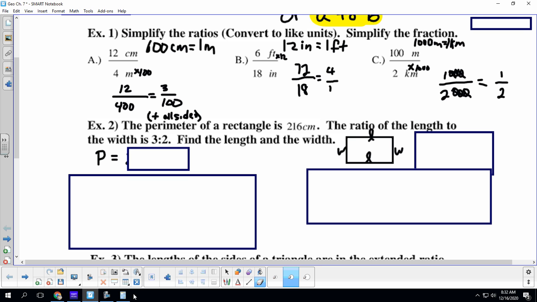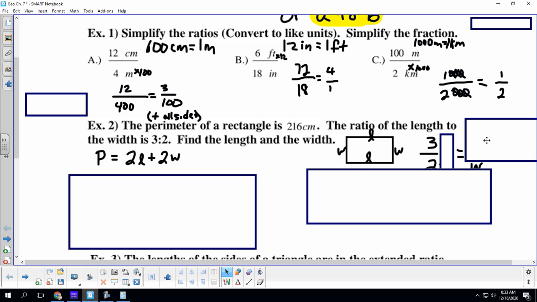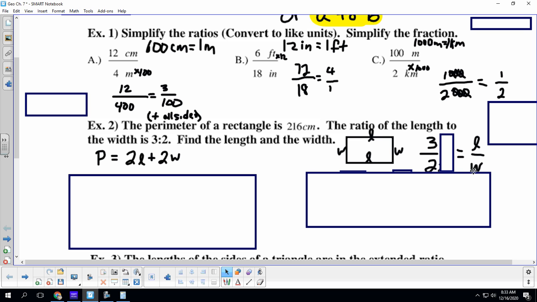So we have a rectangle. When we add up all the sides, we get 2 lengths and 2 widths. So the formula for the perimeter is 2L plus 2W. They give us that the ratio of length to width is 3 to 2. So 3 over 2 is going to be the ratio of L to W. But we have an issue here.